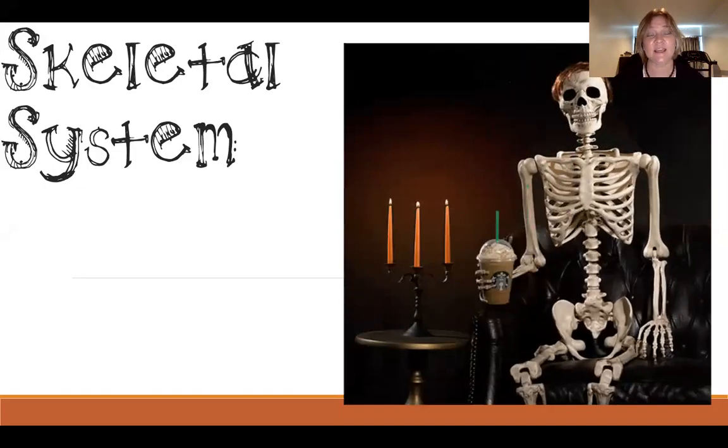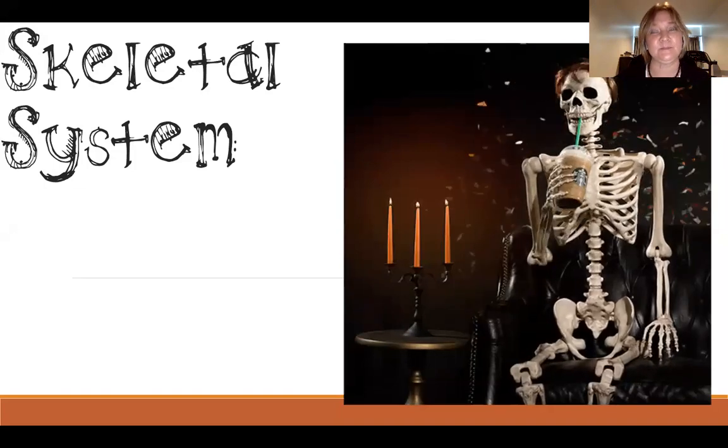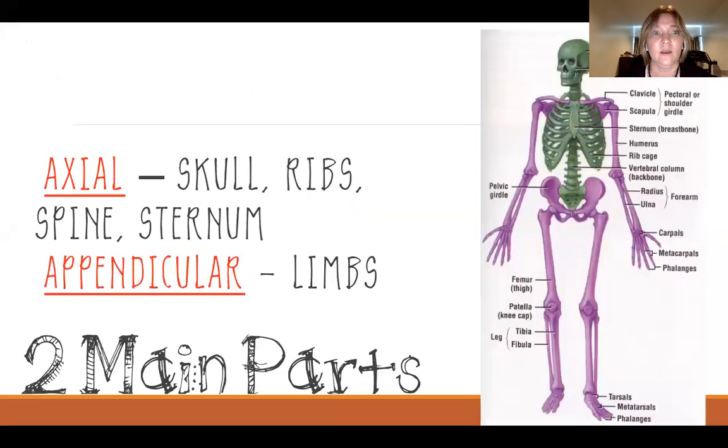Okay, today's topic is the skeletal system. First, you can divide the skeleton into two main parts. You have the axial skeleton, which you can see in green. That's the skull, the ribs, the spine, and the sternum. And you have the appendicular skeleton, which are the limbs. Your limbs are basically your arms and legs, including your shoulders and your hips.